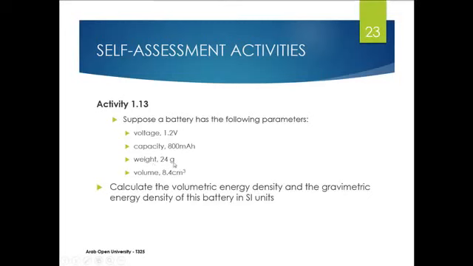Again, the weight should be converted into kilogram, so 24 gram is 24 times 10 to the power minus 3. The volume should be converted into meter cube, by multiplying times 10 to the power minus 6, so it will be 8.4 times 10 to the power minus 6 meter cube. And the rest of the calculation you can do using the previous formulas we have seen.